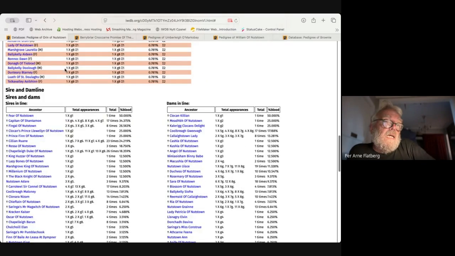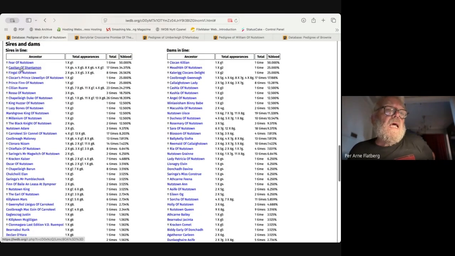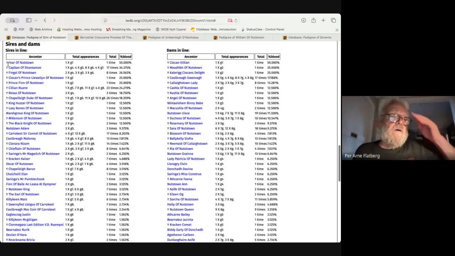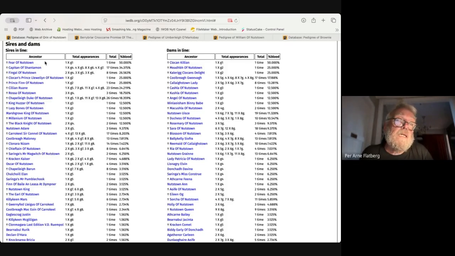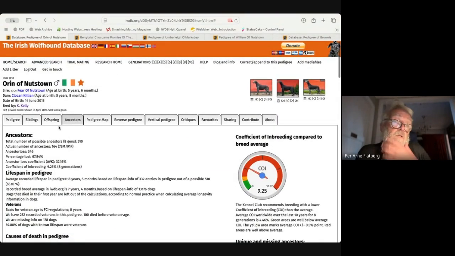What you'll see down here, as you'll see in most listings in IWDB, is a dagger symbol in front of some of the dogs, and that indicates that that dog is deceased, and we have information on that in the database. So quite interesting to me anyway.